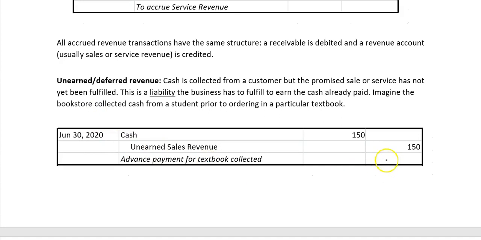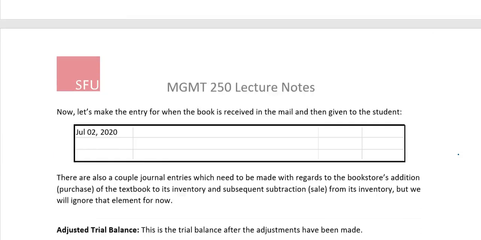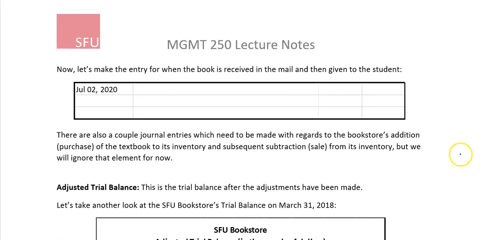So we collect cash, $150, and then we credit unearned sales revenue for $150. And that's advance payment for textbook collected. When the book arrives and the student comes to the bookstore to pick up her book, we make another entry to record the completion of the sale. So I'll give you a minute to do that, and we will go over the journal entry in just a minute in the same video.